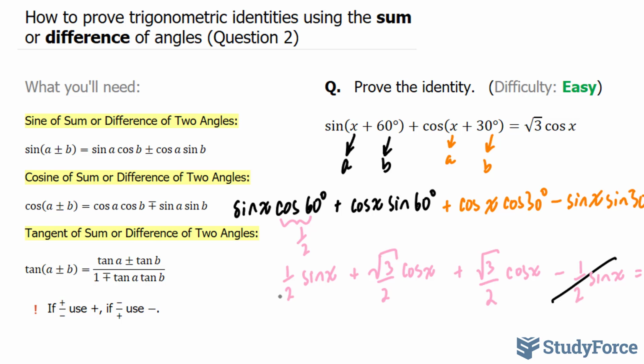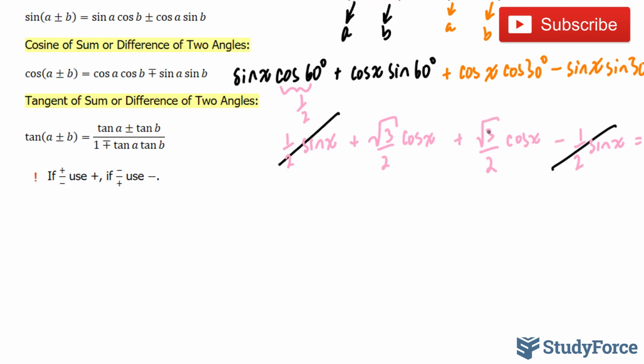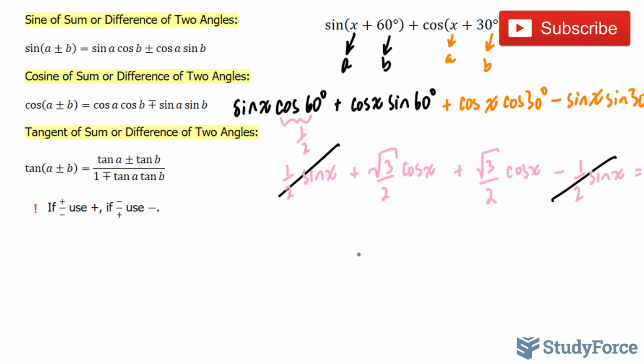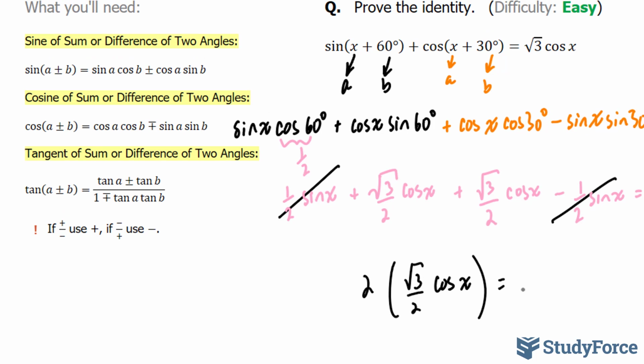This term and this term will cancel out. In addition to that, these two terms can be combined. So we have 2 of these terms, square root of 3 over 2 cosine x is equal to the square root of 3 cosine x. Remember, this was the right side. Now look, this 2 and this 2 will cancel out, leaving us with the square root of 3 cosine x on both sides.